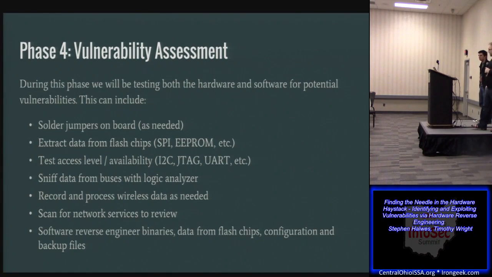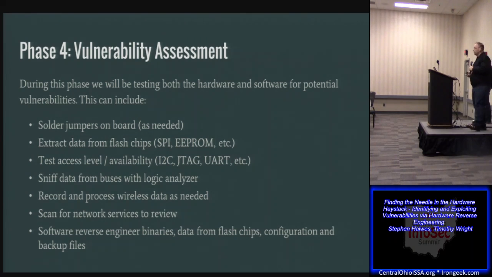So now phase 4, vulnerability assessment. This is where we're going to get into doing some soldering, connecting jumpers. We're going to be extracting firmware from our SPI chips. We're going to test our access levels via I2C or JTAG, something like that, and see if we can connect directly into the board and get a root shell. A lot of times getting root on these devices is as simple as plugging into an interface on the board, and I got root. And it's like, okay, well, we're done.